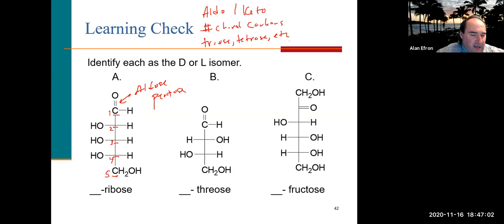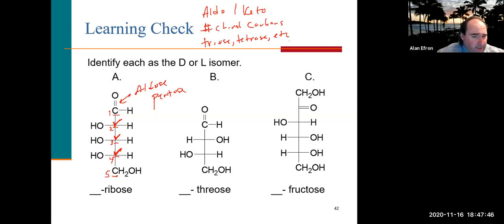Carbon 1 is not chiral because it doesn't have 4 different groups. Carbon 2 is chiral. I'll just put a check mark. Again, it has 4 different groups: the hydrogen, the OH group, the aldehyde group, and everything that comes underneath carbon 2. Carbon 3 is also chiral: the hydrogen, the OH group, everything that comes above it, and everything that comes below it. Carbon 4 is also chiral, for the same reason. And carbon number 5 is not chiral, it's achiral. It has 2 hydrogens attached to it.